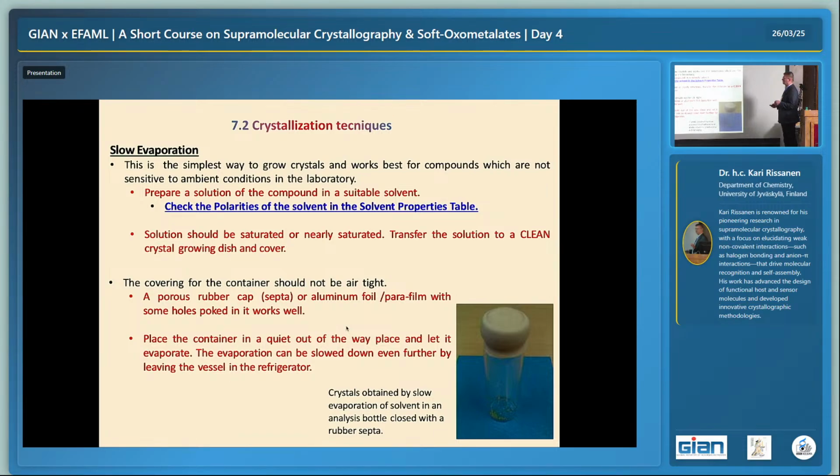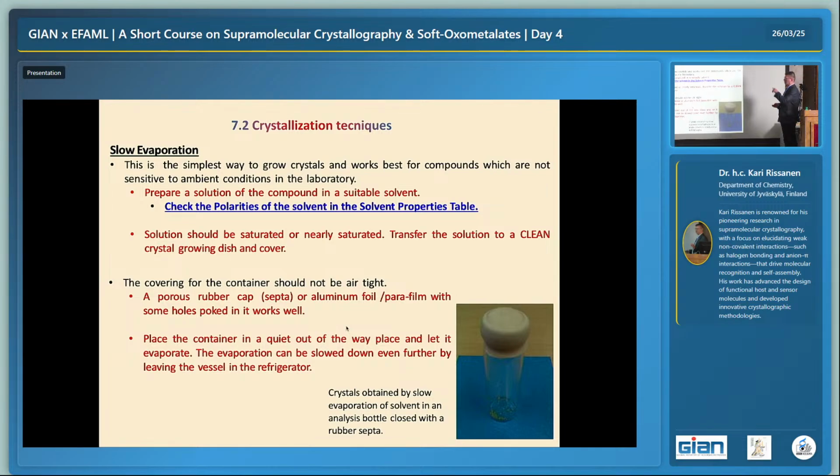But of course, it's easy to understand that when you have evaporation, if you don't look into it, if you forget it somewhere, it will get dry. And this is bad, because often crystals contain solvent, and if it gets dry, it cracks and destroys the crystal. So you have to follow how the evaporation happens, as slow evaporation is a technique.